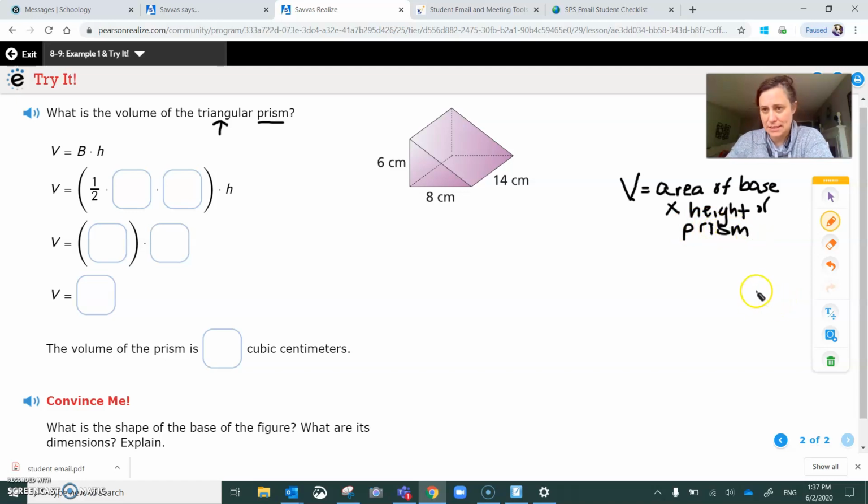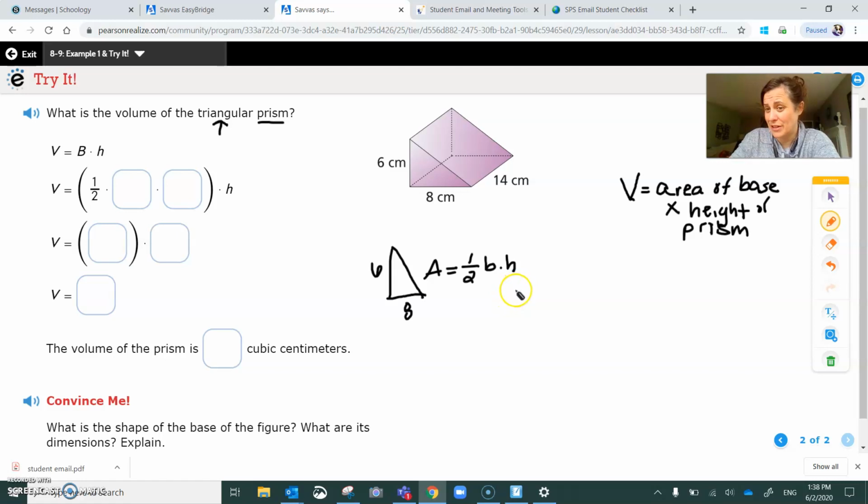Okay, this is important. So the shape of this base is a triangle. So that triangle is 6 by 8. I'm not going to make any assumptions. That triangle is 6 by 8. So if we know that the formula for the area of a triangle is 1/2 the base times the height, that's how you figure out the area of a triangle.